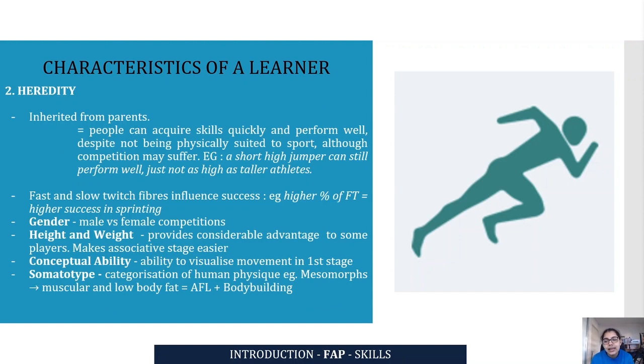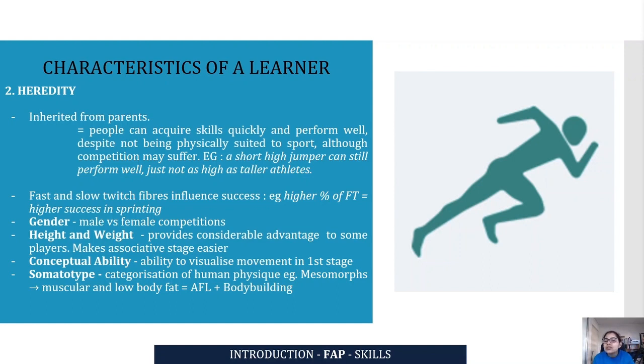Heredity. So heredity is inherited from parents, inherited from your ancestors, and people can acquire skills quickly and perform well despite not being physically suited to a sport. So that can happen. They can pick up skills, they can really work hard to acquire them, although competition may suffer. So for example, a short high jumper can still perform well, but they would still have the disadvantage of not being able to reach as far as someone who is taller than them. So that's hereditary. That dictates how they would go at the sport.